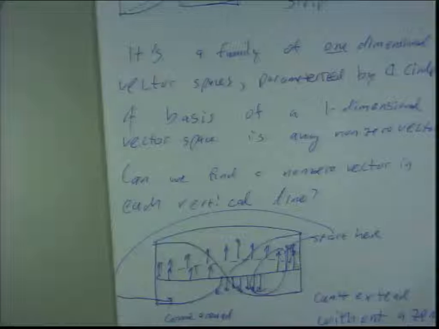Now let's ask, can we simultaneously identify every one of these lines to the real numbers? Every one of these lines is a copy of the real numbers. Because a one-dimensional vector space is isomorphic to R, I can make the identification for every single one. The question is, can I do it simultaneously and continuously? Let's try and do it.